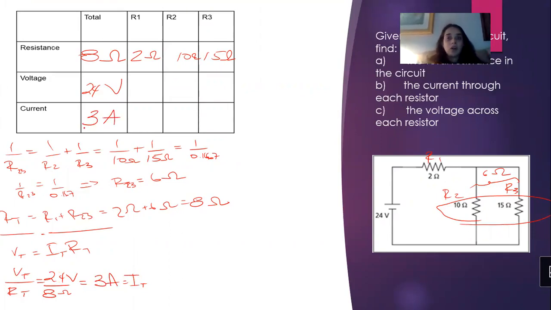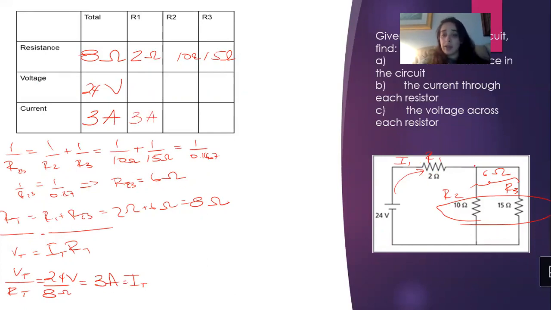Okay, so now we have to figure out what the voltage is across each resistor and what the current is across each resistor. So yesterday we talked about how when you have a series circuit, the current that goes through a series resistor is equal to the total current in the circuit. So if I have my current going here through R1, it has to equal the total current. So that tells me that this has to be 3 amps.